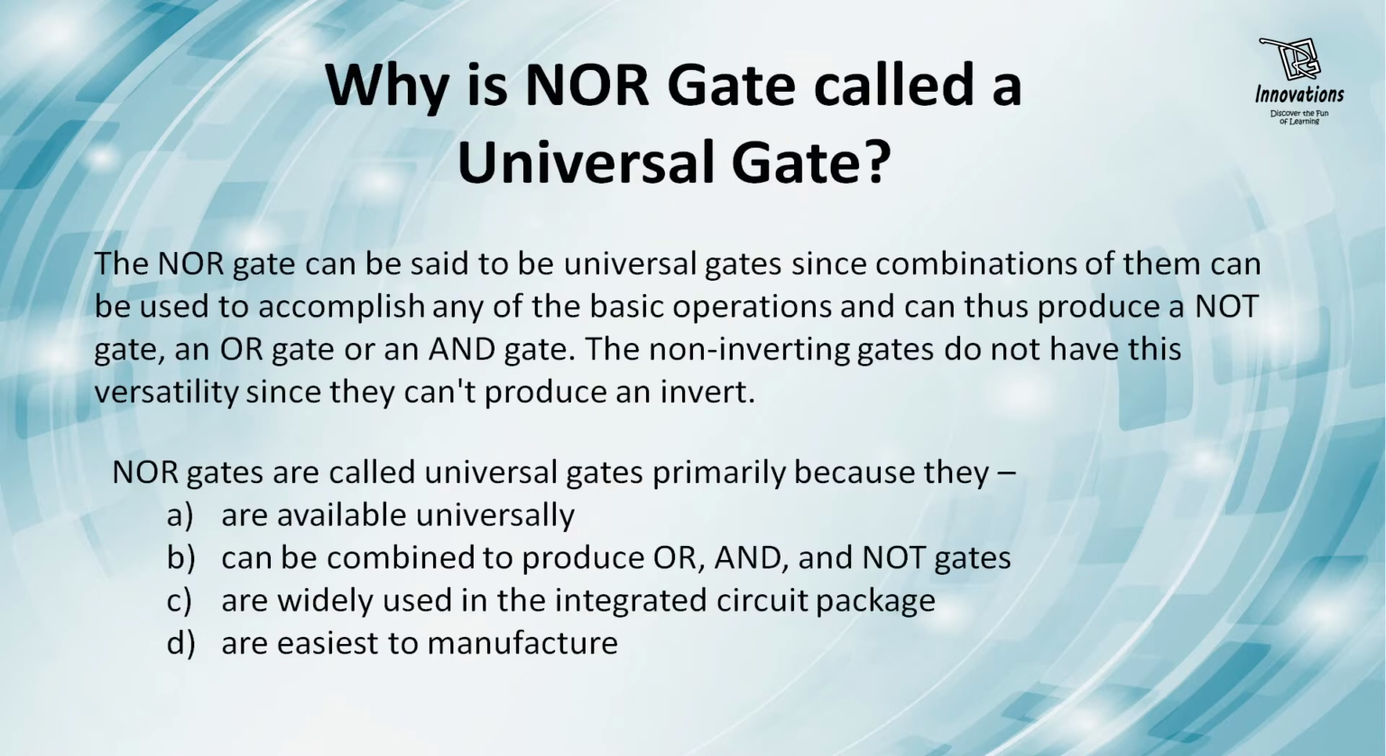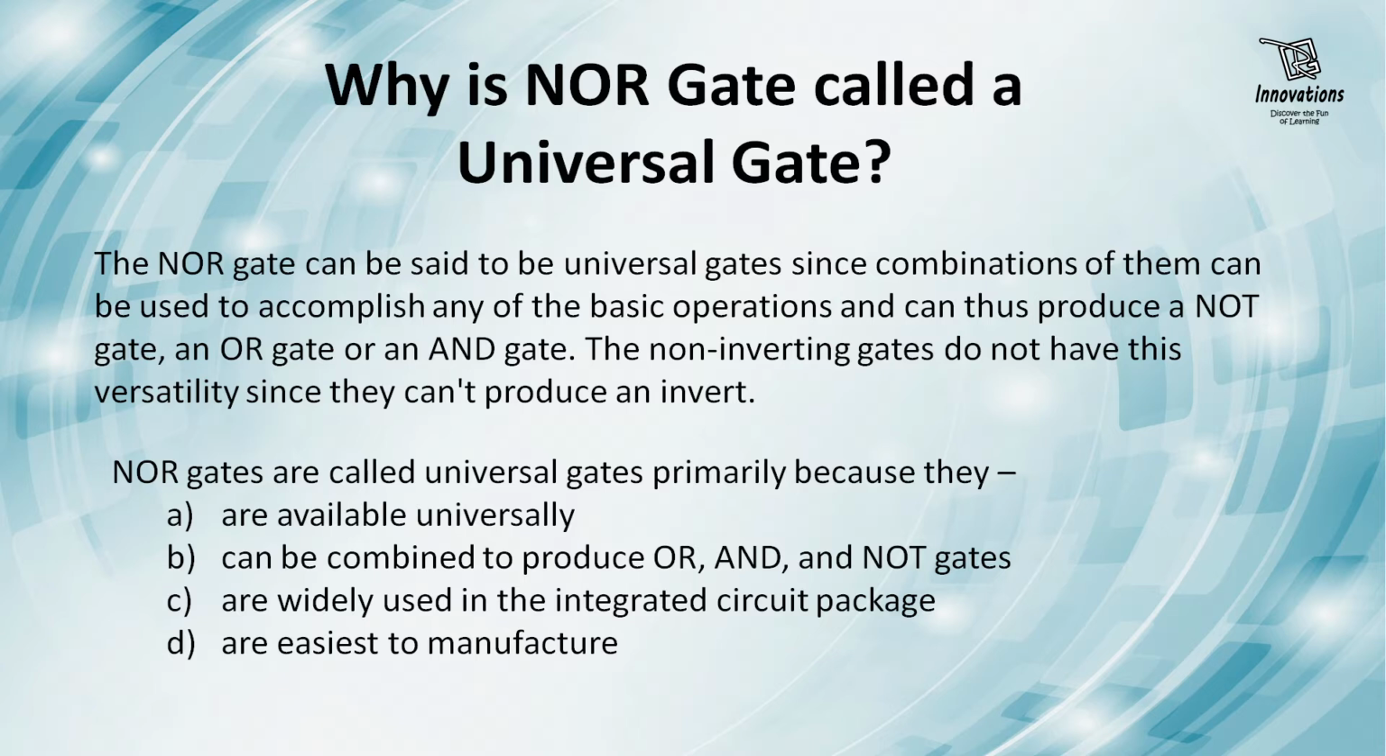The NOR gate can be said to be a universal gate since combinations of them can be used to accomplish any of the basic operations, and can thus produce a NOT gate, an OR gate or an AND gate. The non-inverting gates do not have this versatility since they cannot produce an invert. NOR gates are called universal gates primarily because they are available universally. They can be combined to produce OR, AND and NOT gates. They are widely used in the integrated circuit package and they are easiest to manufacture.